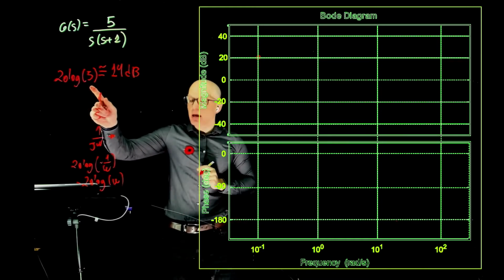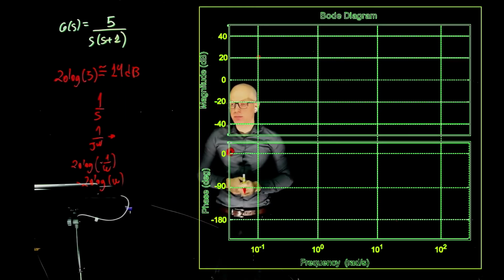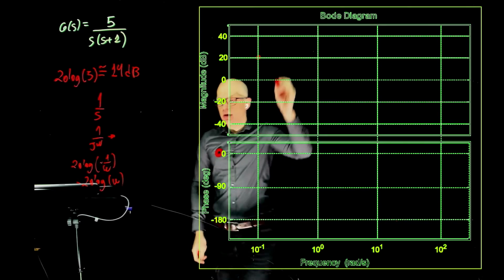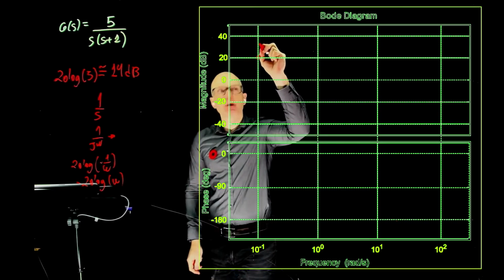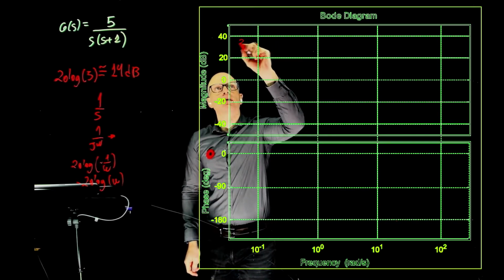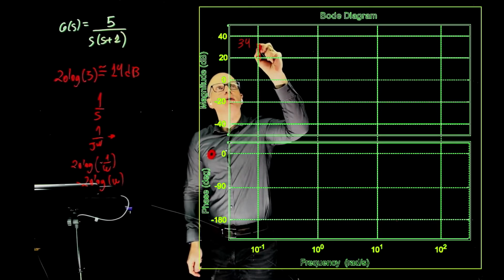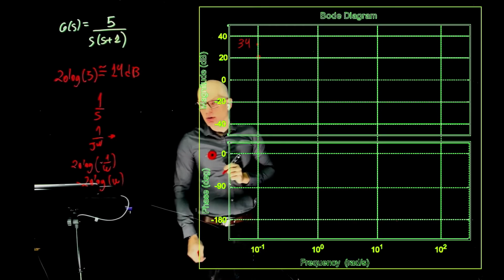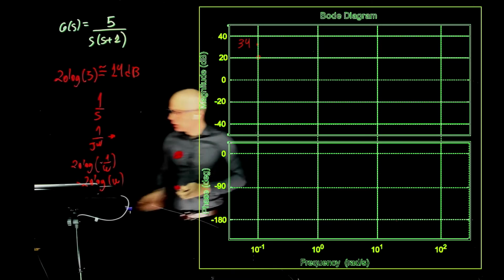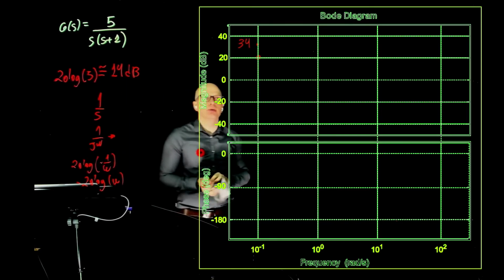But also there is a gain. The gain adds 14 dB. So that shifts everything up by 14 dB, and we are actually at 34. So we are actually starting over there. Any questions here before we proceed? We continue.